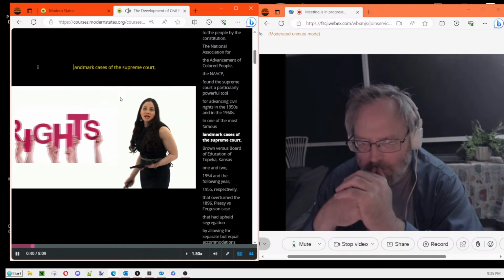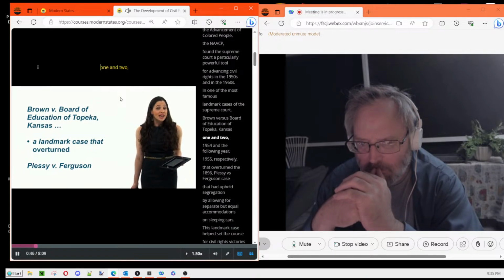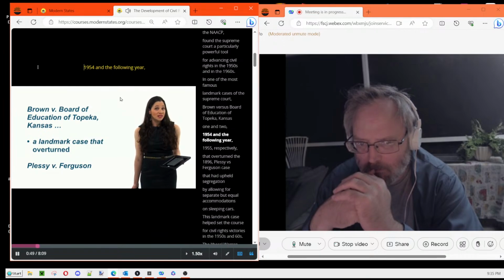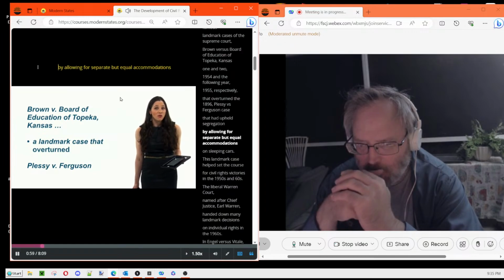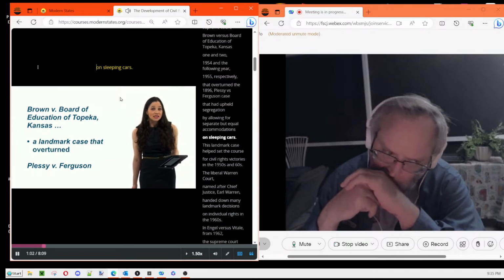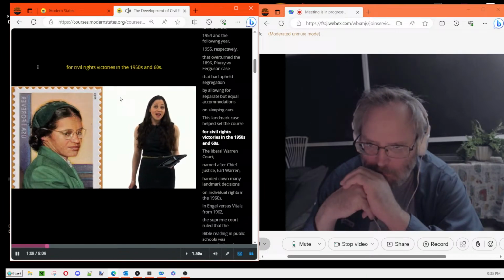In one of the most famous landmark cases of the Supreme Court, Brown versus Board of Education of Topeka, Kansas, 1 and 2, 1954 and the following year, 1955 respectively, it overturned the 1896 Plessy versus Ferguson case that had upheld segregation by allowing for separate but equal accommodations on sleeping cars. This landmark case helped set the course for civil rights victories in the 1950s and 60s.